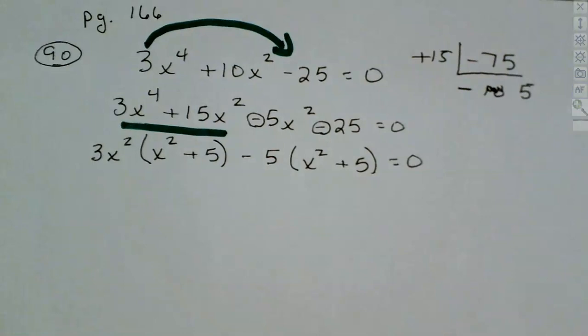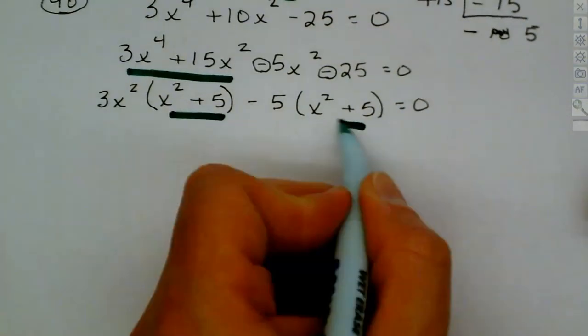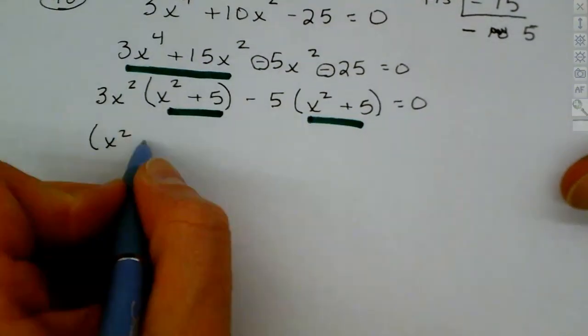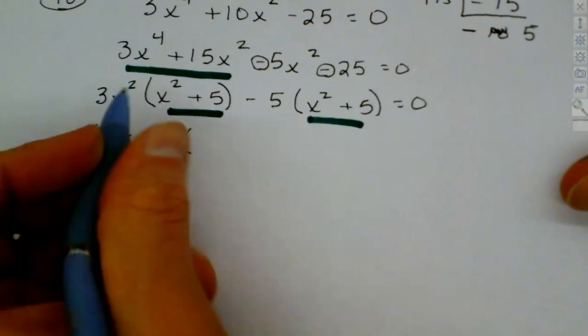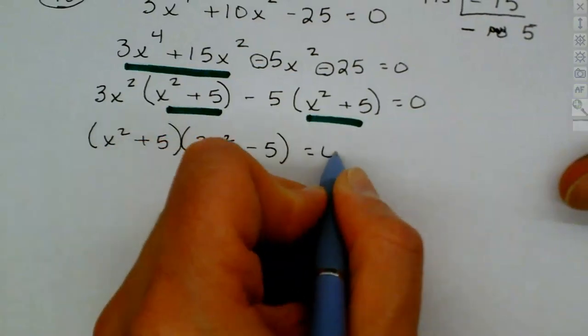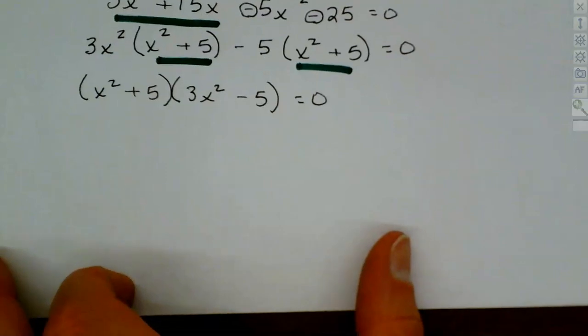We use the same process. It's just that instead of having an x, we've got an x squared. So now what do we have? When we put these together, we now have x squared plus 5 and a 3x squared minus 5. And we're eventually now going to be able to factor this down and get our 2 solutions from each one, which is then 4 total. So 2 from each one gives us 4 total.